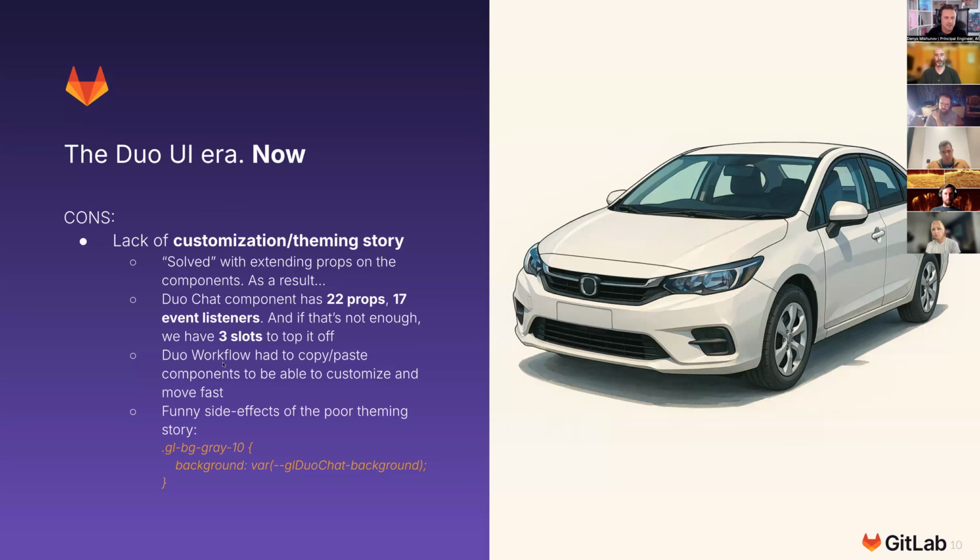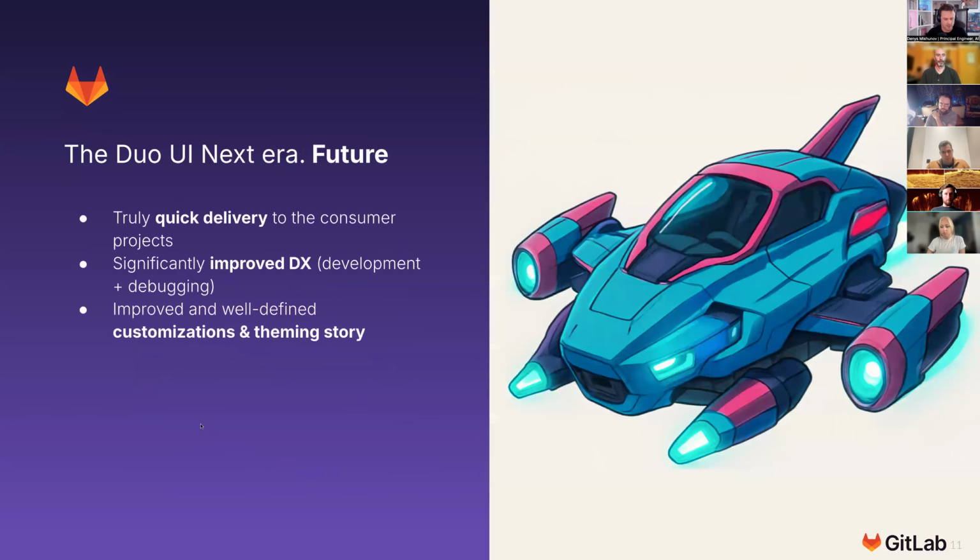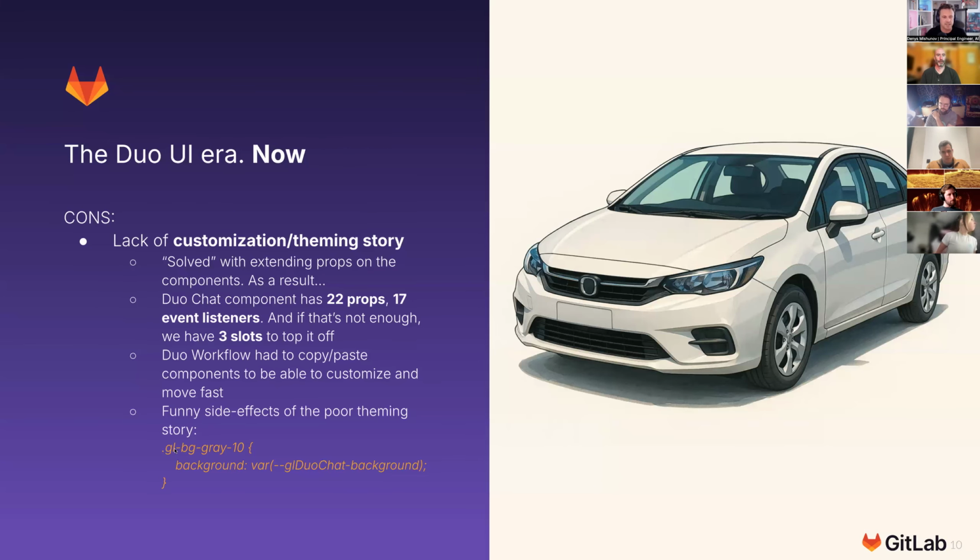But the funny side effect of the poor theming story is classes like this, GL BG Gray 10, which is supposed to be the utility class for light gray background. We set the GL Duo Chat background CSS variable, and this one can be anything. So the utility classes completely lose their meaning in the context of Duo UI.